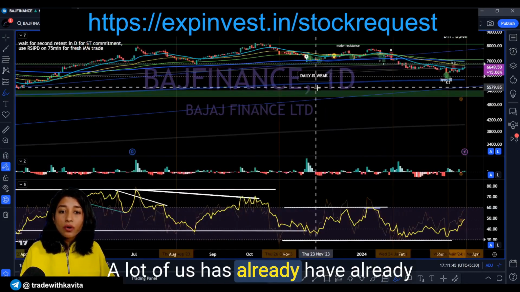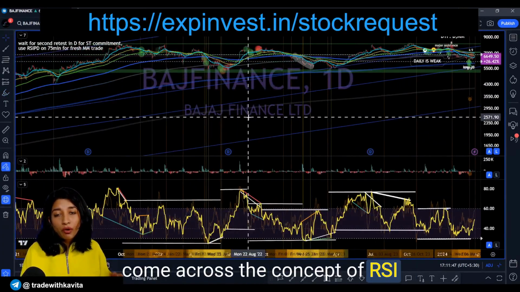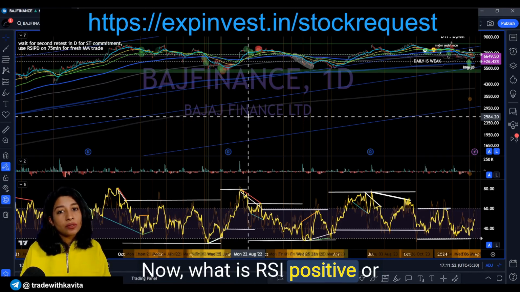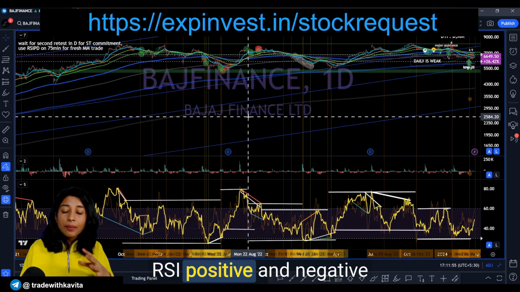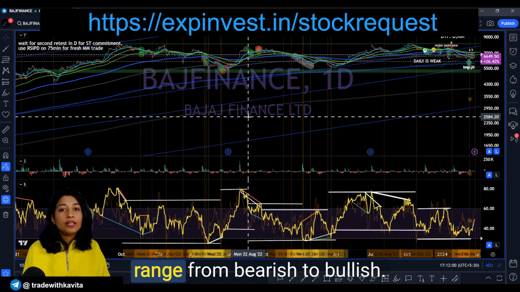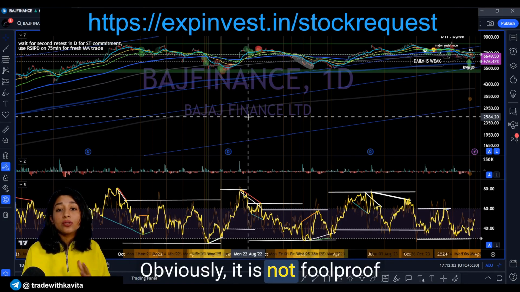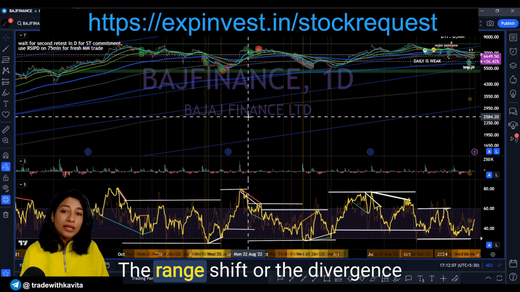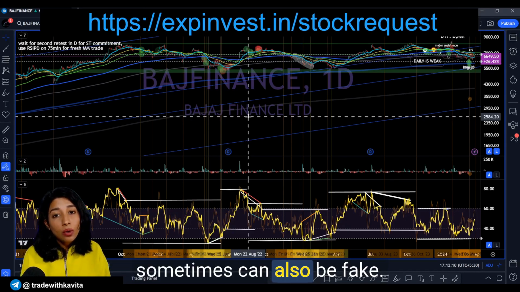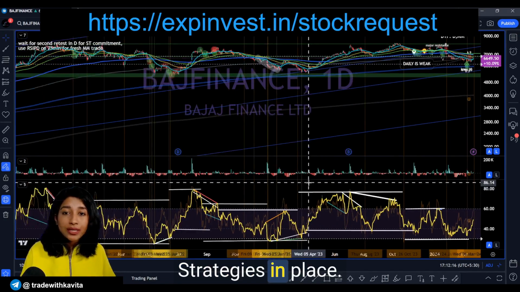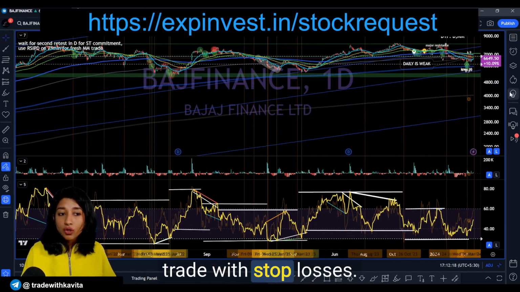A lot of us have already come across the concept of RSI positive and negative divergence. Now, what is RSI positive or RSI negative divergence? RSI positive and negative divergence is simply the point where the RSI shifts its range from bearish to bullish. Obviously, it is not foolproof and it is not safe from failure. The range shift or the divergence sometimes can also be fake. So we have to have strong risk management strategies in place. We need to always trade with stop losses.